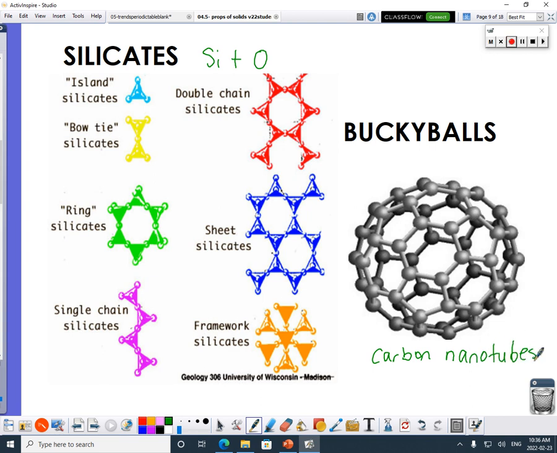Which is based on the structure called a buckyball. And why is it called a buckyball? Because it's named after a person with the unfortunate name of Buckminster Fullerene. Yeah, but they gave him props, they called them buckyballs. And when you connect a whole bunch of buckyballs together, then you get this carbon nanotube. And what they're trying to do is actually make carbon nanotubes into space.